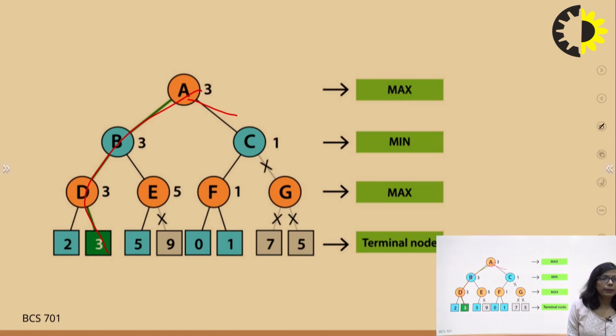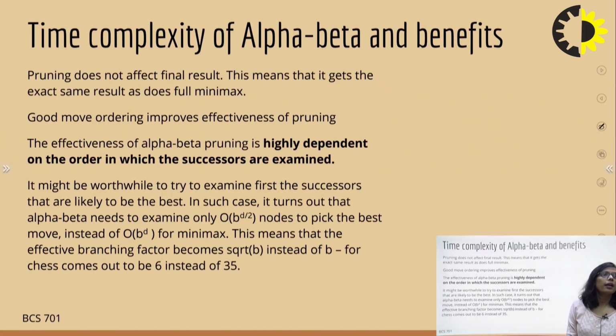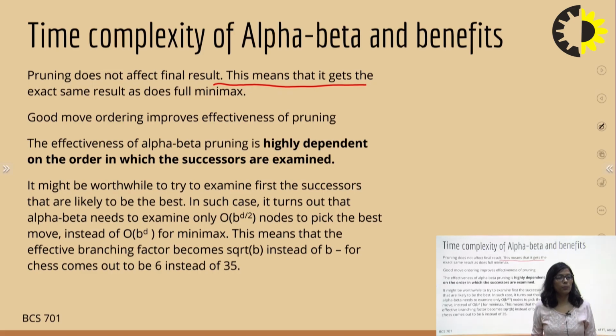So this is alpha beta pruning, where we are pruning the unnecessary branches which have no impact on the final result. Now, the pruning does not affect the final result. This means that it gets the exact same result as your min-max algorithm. So it will give you the same result as your min-max algorithm in lesser time, right?